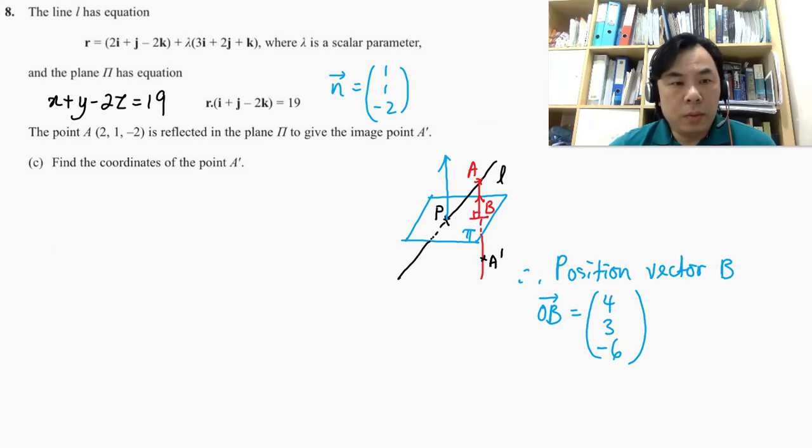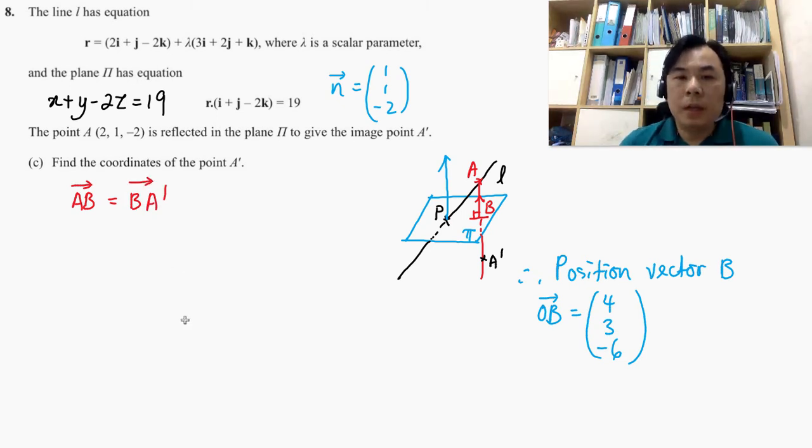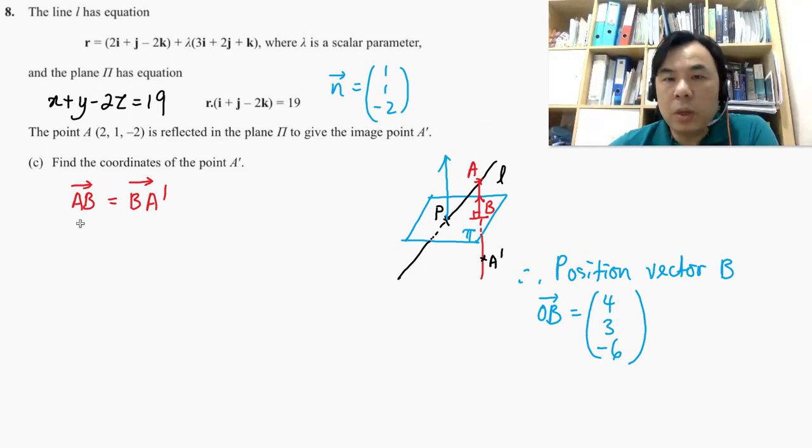We know that AB in this case has the same magnitude as BA, and then both of them are also parallel. So therefore, we can say that AB is the same as BA here. Okay, right. And then AB, yes, we can obtain the relative vectors between AB here. So I'm going to work out the AB first. So the relative vectors between AB.